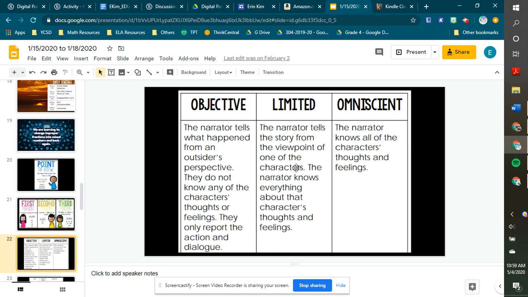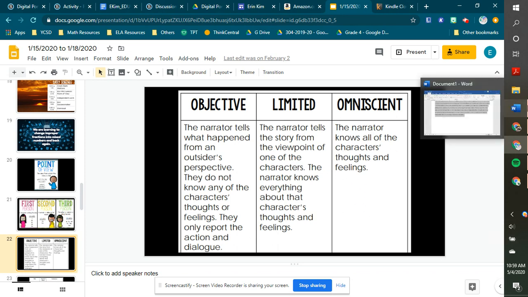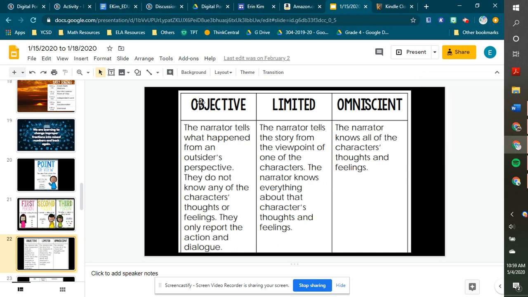Now, I know that this was a little bit tough for us when we did this, but it's really important because it tells us how the story will go. So when something is objective, the narrator tells what happened from the outsider's perspective. They don't know any of the character's thoughts or feelings, and they only report the action and the dialogue.